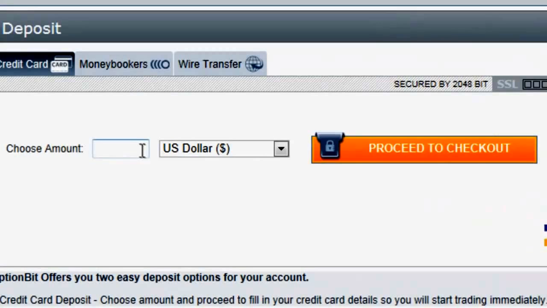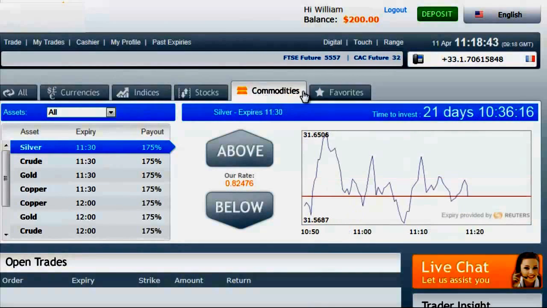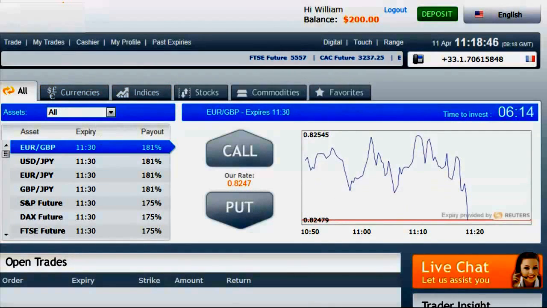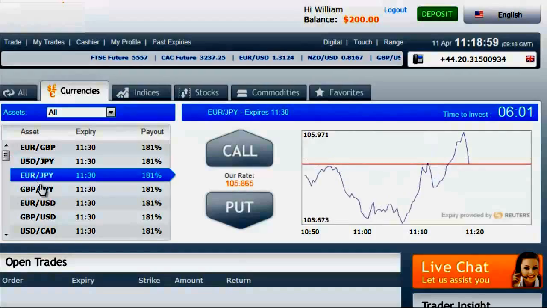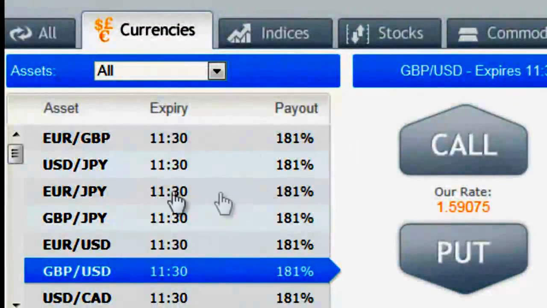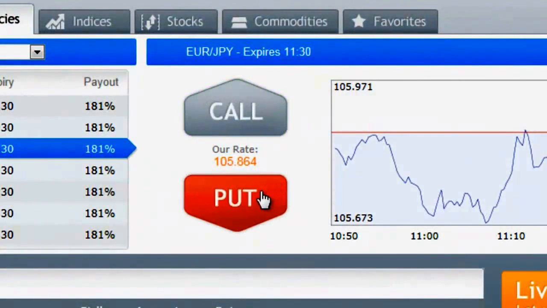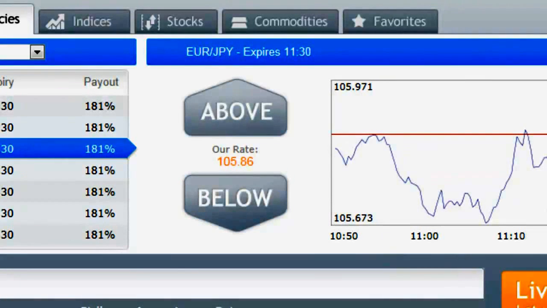You will see how easy everything is structured. You just have to decide what you want to trade. Choose from the menu bar: currencies, indices, equities, and commodities. For example, if you click on the currencies, you can see the currency pairs that are available at the moment. Top right, you can see how much time you have to place a trade, and here on the left side, you can see when the trade expires and how much profit you will make with it. There are only two buttons: put and call. Call we make if the price goes up, and put if we rely on a falling price.